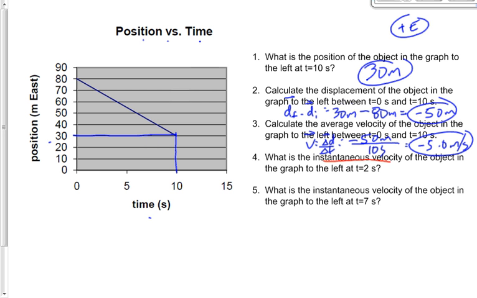Instantaneous velocity now. Instantaneous velocity. The velocity at 1 instant in time. What is the velocity at 2 seconds? What do you notice about this line? What do you notice about the velocity over this entire trip? It's constant. It isn't changing. So it's negative 5.0, right? If it's negative 5.0 on average over the entire trip, but it's not changing, then it's got to be negative 5 here and here.